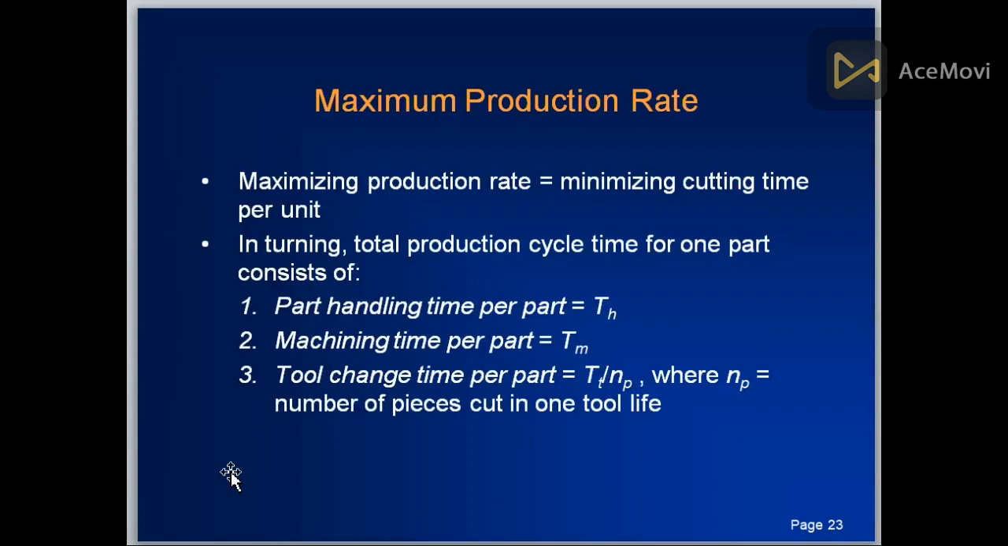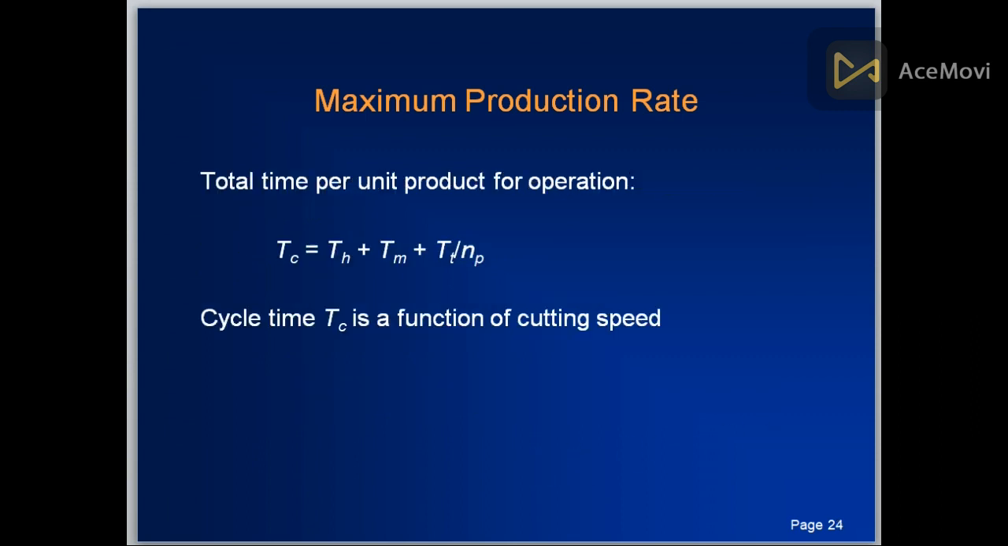Maximum production rate. Maximizing production rate is equal to minimizing cutting time per unit. In turning, total production cycle time for one part consists of part handling time (Th), machining time (Tm), and tool change time per part, which is Tt divided by Np, where Np is the number of pieces cut in one tool life. So maximum production rate means that total time per unit product for the operation, given by Tc, is equal to Th plus Tm plus Tt/Np.